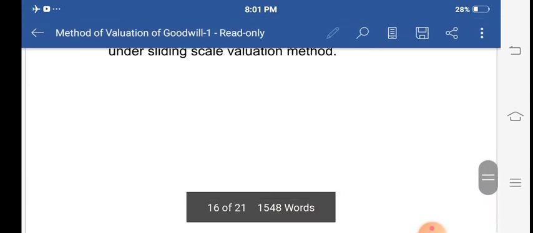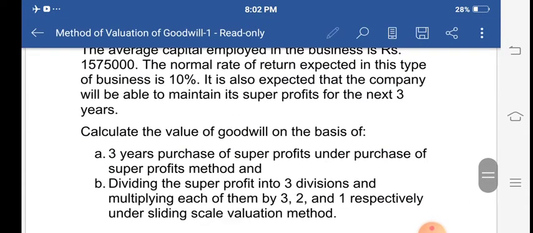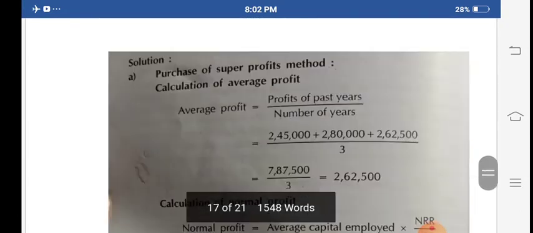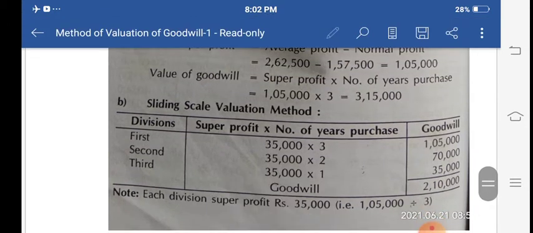Now, with the help of the information given, we have to calculate part B. B is dividing the super profit into 3 divisions and multiplying each of them by 3, 2 and 1 respectively under the sliding scale valuation method. So for B, the sliding scale method, we have to divide the super profit by 3. If it is divided by 3, each will be 35,000.